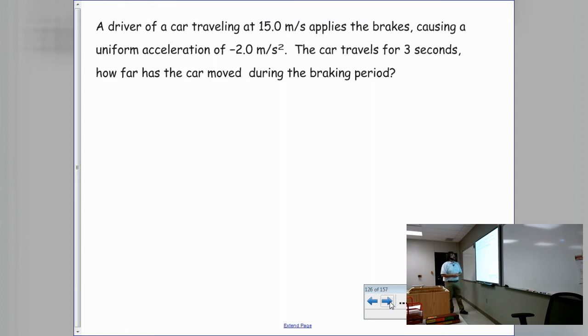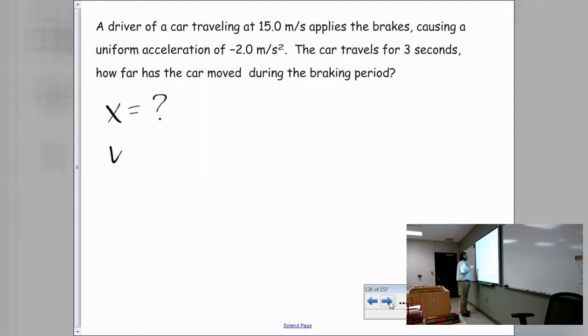The driver of a car is moving at 15 meters per second and applies the brake, causing a uniform acceleration of -2 meters per second squared. The car travels for 3 seconds. How far did the car move during this braking period? So again, what we're looking for in this problem is our displacement.